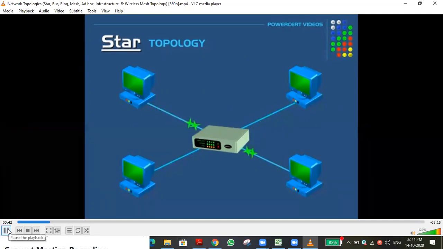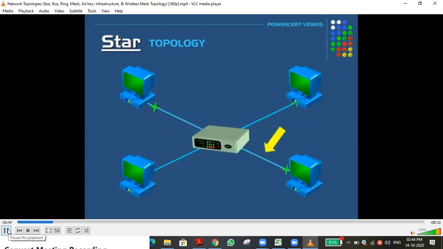Now, one of the major benefits of this topology is that if one computer failed or if there was a break in the cable, the other computers would not be affected because each computer has their own cable connection.